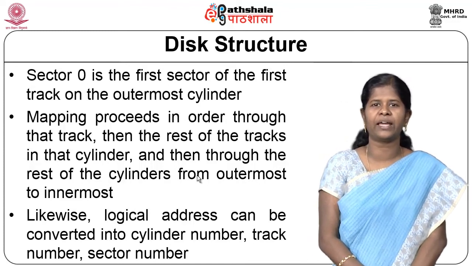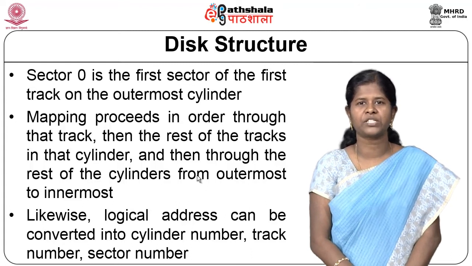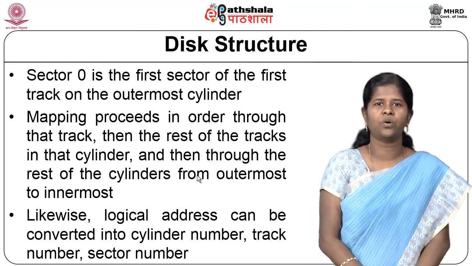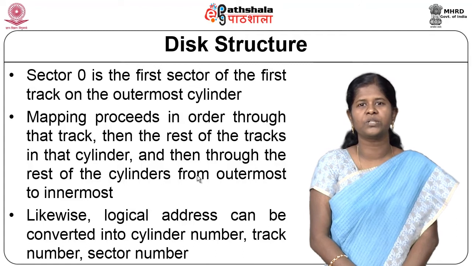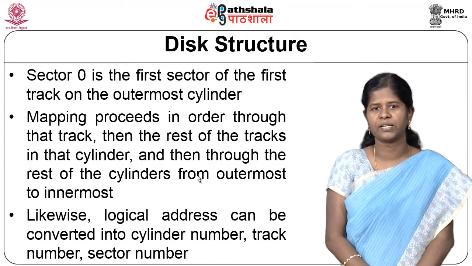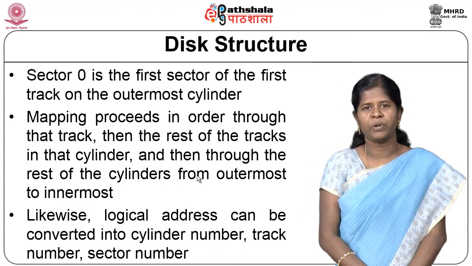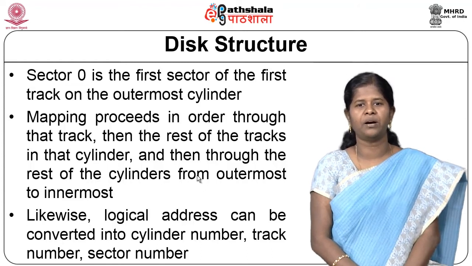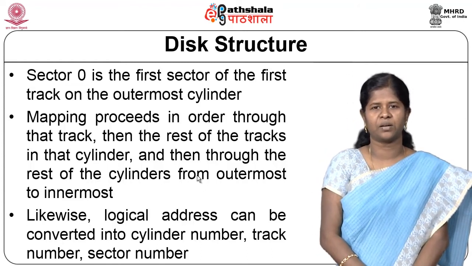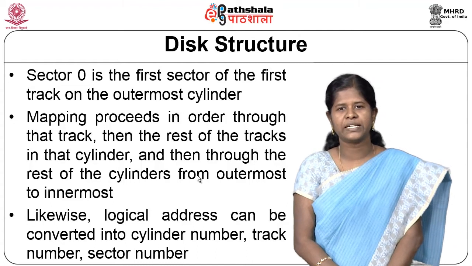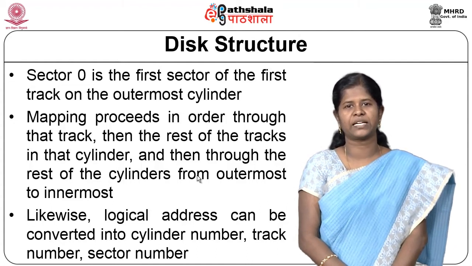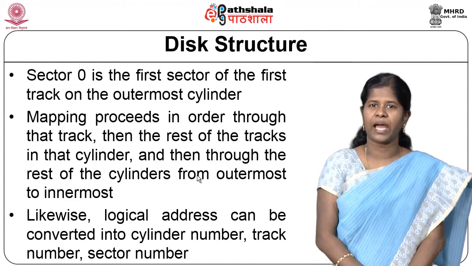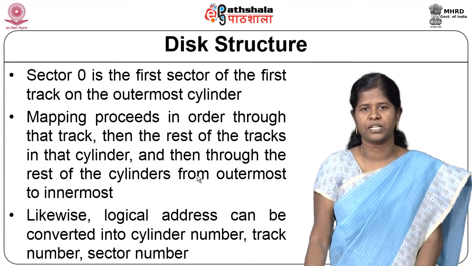A file will have logical block numbers from 0 to some maximum, and those have to be mapped onto disk block addresses kept in the disk, which will be mapped onto a cylinder number, track number and a sector number. This combination of cylinder number, track number and sector number forms the actual disk block address that is kept in the disk.